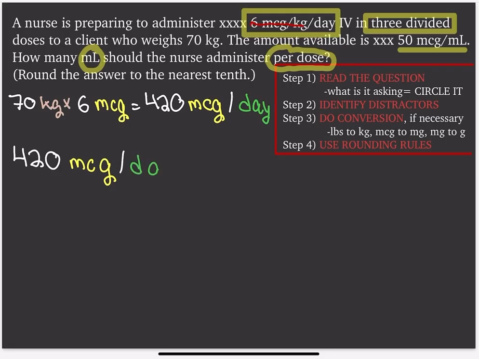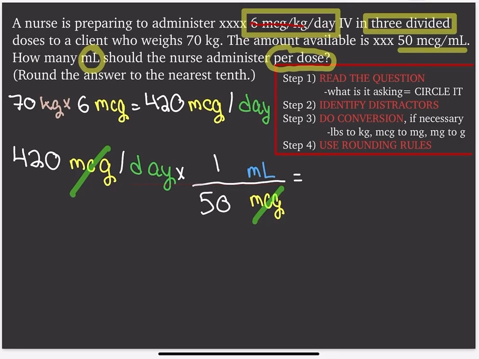Now we can set up our conversion. That's going to be times the conversion of the available dose that they already give us. So we know it's going to be 50 micrograms per 1 mL. So 50 is going to go on the bottom and 1 mL is going to go up top, because those units of micrograms are going to cancel each other out and we're only going to be left with mLs. So that gives us 8.4 mLs per day.